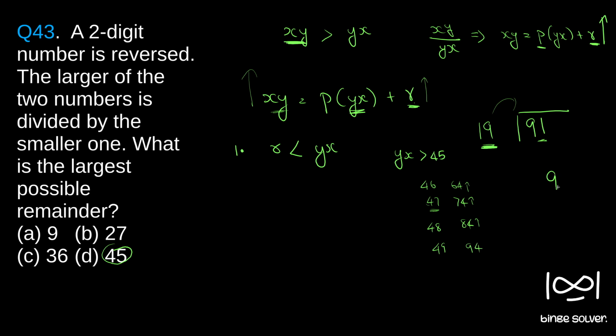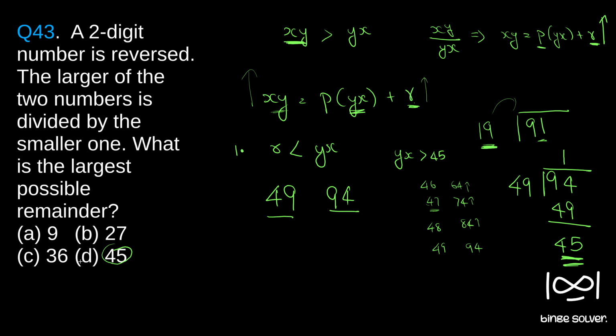If you take 94 and 49 and check, 49 into 2 is greater than 94. So it will be 1 times 49, and if you take the remainder, we get 45. We get 45 as a remainder for this case: 49 and 94, remainder is 45. As you can see, we found two numbers where the remainder is 45, so option D is correct.